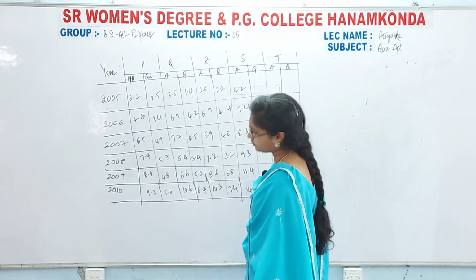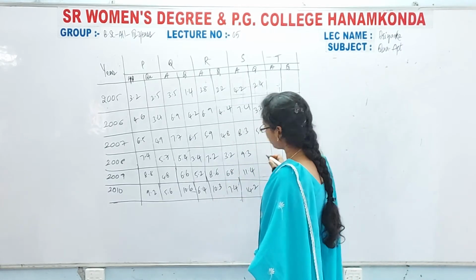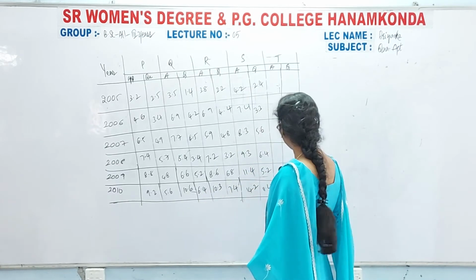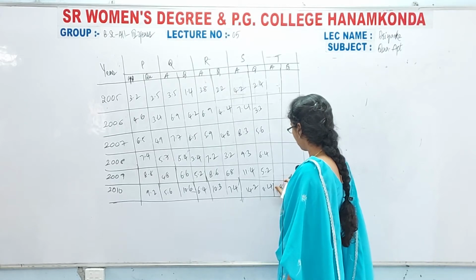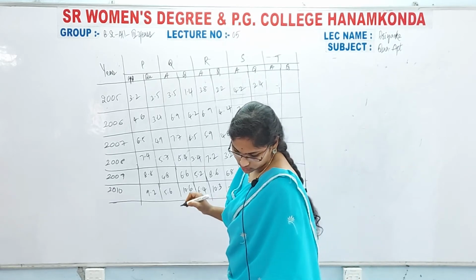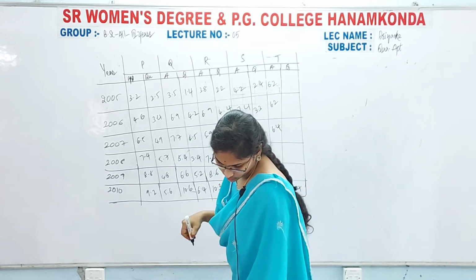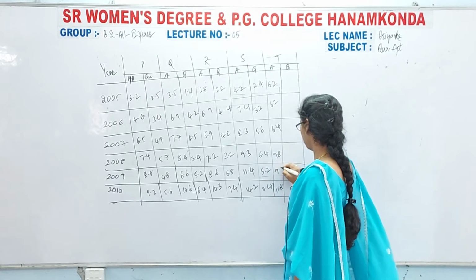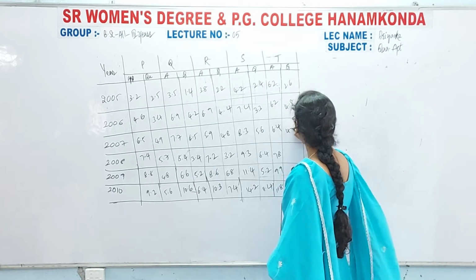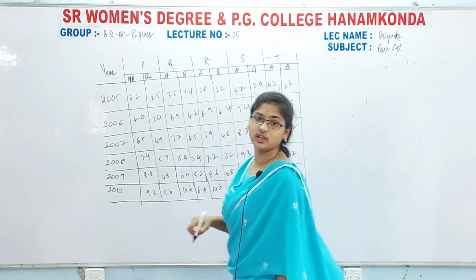Next one for S: 2.4, 3.3, 5.6, 6.4, 5.2, 11.4, 11.8, 9.4. And 6.2, 6.4, 7.8, 9.9. Okay, 2.6, 4.8, 4.2, 6.2, 6.9, 9.4. Yeah, this is the table.